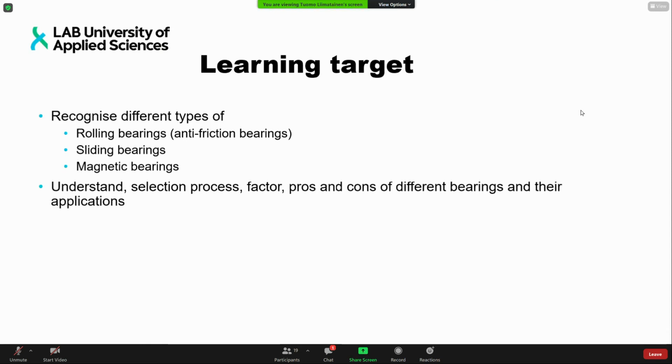So for today, the learning target would be to recognize different types of rolling bearings, which are sometimes called anti-friction bearings, recognize types of sliding bearings and magnetic bearings. And you would understand the selection process, factors, possible pros and cons of different bearings and their applications.